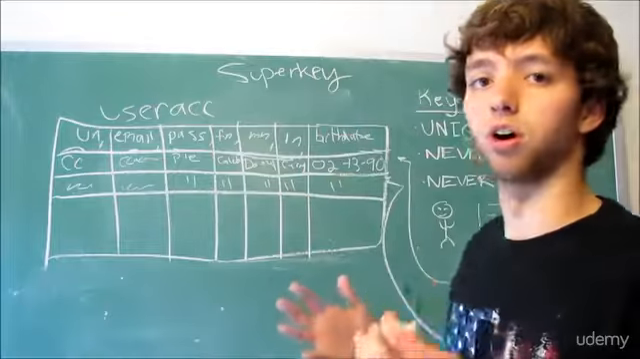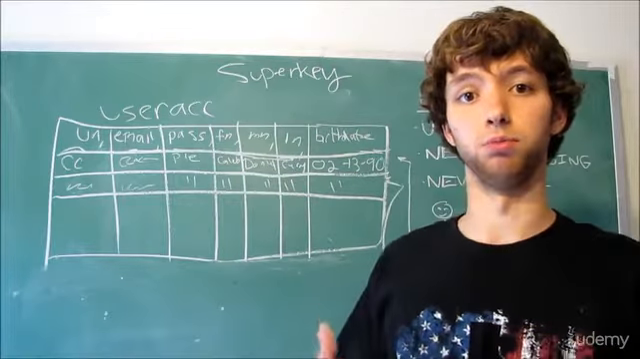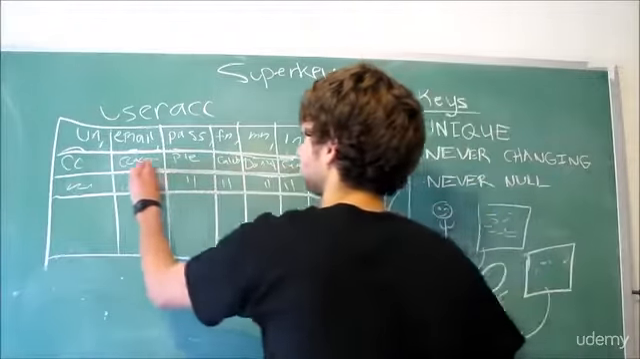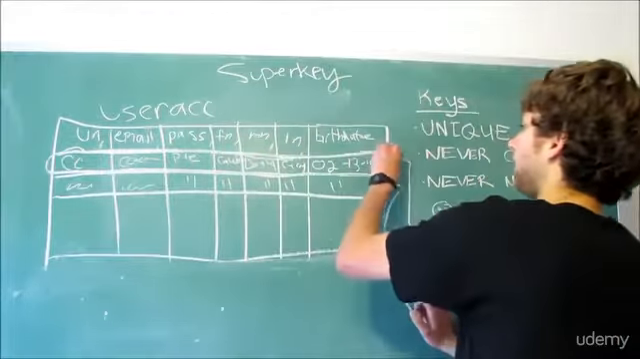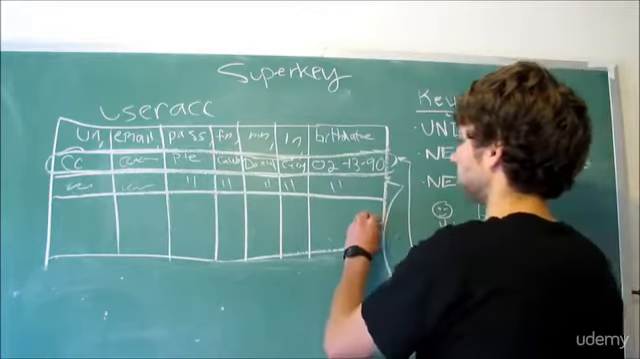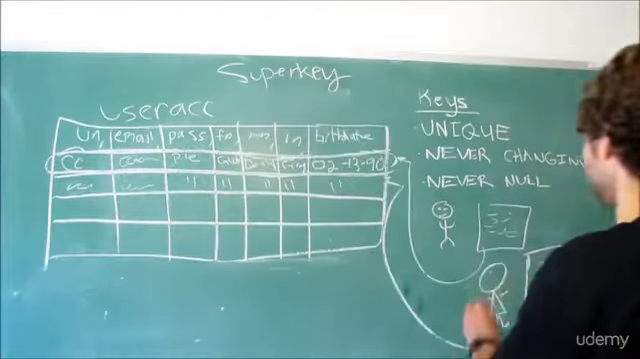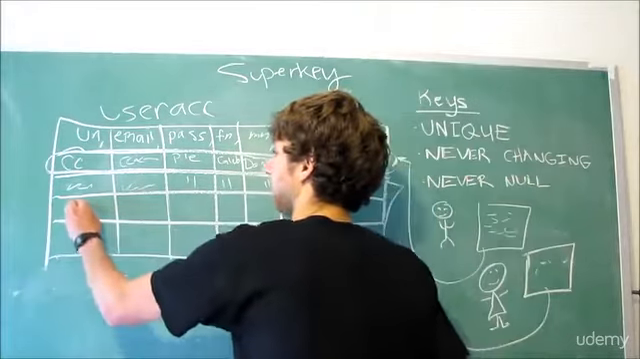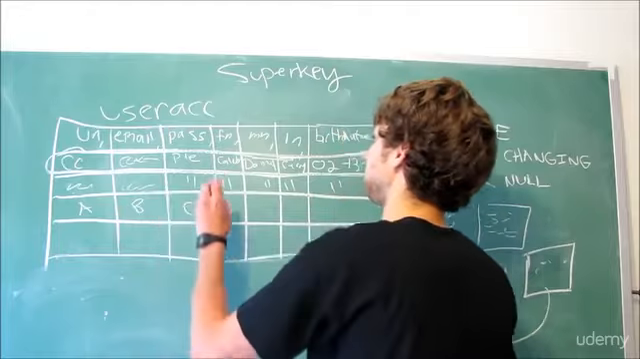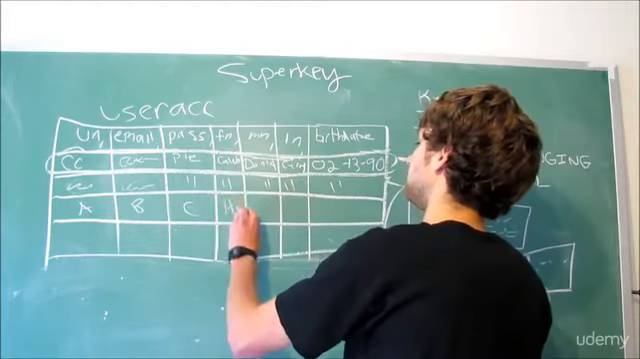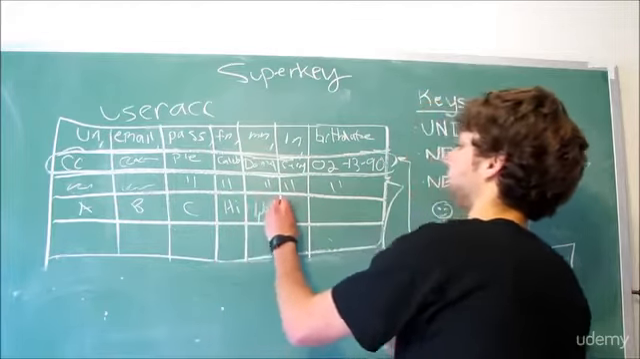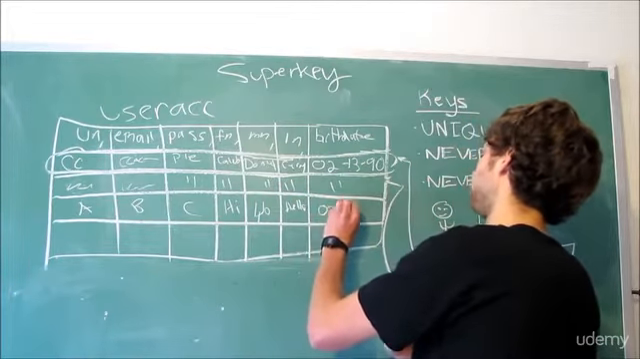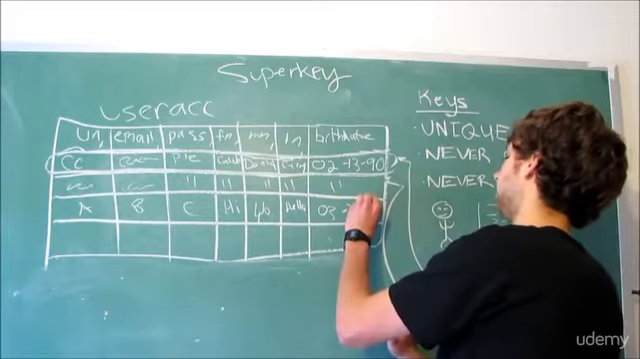A superkey is any number of columns that forces every single row to be unique. If you take all of this information and compare it with another, let's create a new row. Let's say this lady here actually ended up putting her information in. Her username is A, her email is B, password C, first name is Hi, middle name is Yo, and her last name is Hello, and she was born 03/16/72.